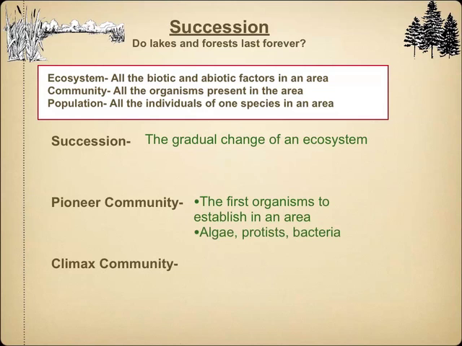And again, another social studies lesson. Who were the pioneers of America? What did the pioneers do? They moved westward, expanding into new territory. Pioneer organisms are the very first species that can establish themselves in an ecosystem.